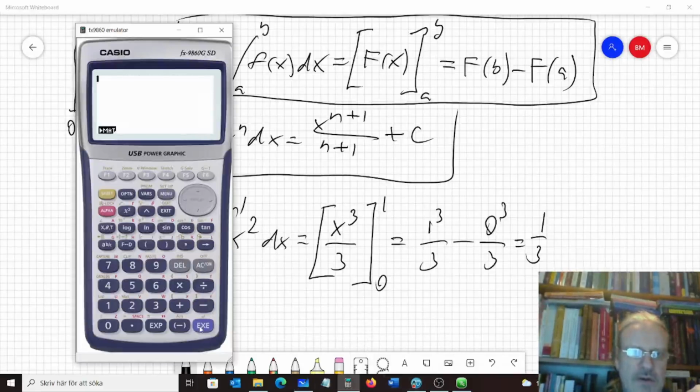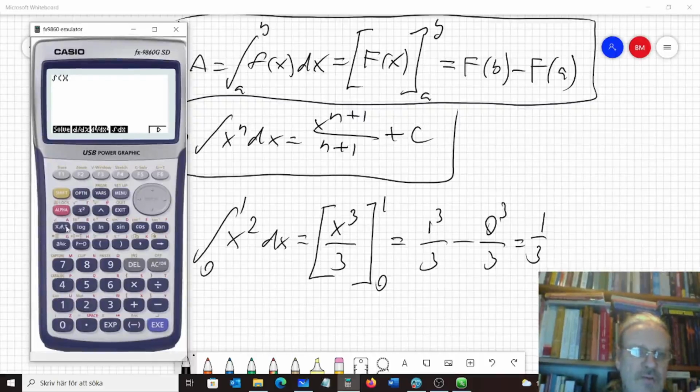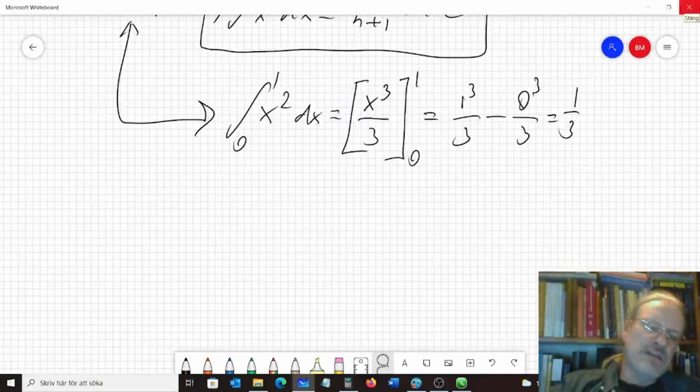So I go into the ordinary run mode on the Casio, that will be different on different calculators. Options, calculus, integrals of, and our function was x squared, right? So x squared from 0 to 1. And that will give us 1/3. That works fine. Let us look at another example.